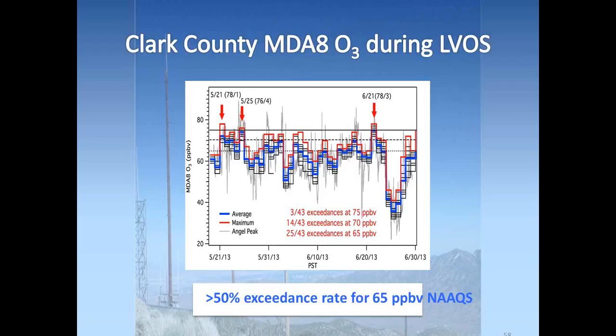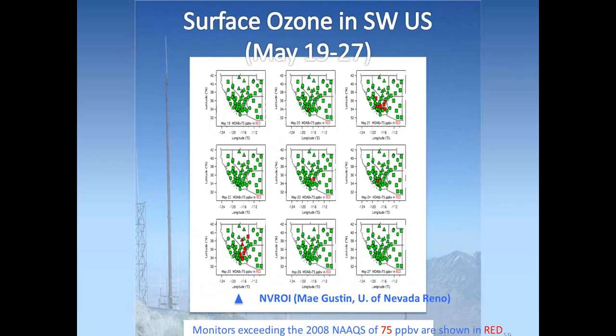The next slide just shows that over that period at the end of May, the monitors here in red are those which exceeded 75 parts per billion. And on May 21st and again on May 25th, there were quite a few monitors in eastern, southern, southeastern California, and also Nevada, where we're seeing the effect of those stratospheric intrusions.